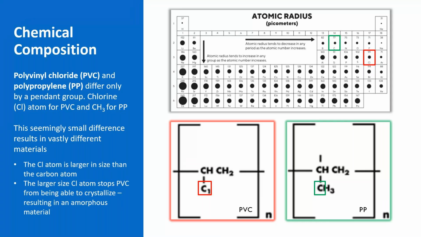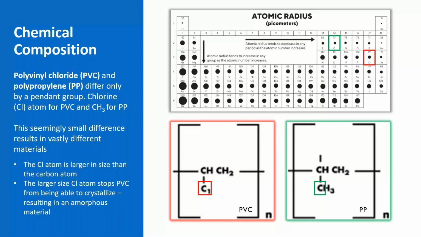Because that pendant group that hangs off is so large, the PVC material is not able to crystallize, meaning it can't get close to the other chains of that polymer. PVC, having a chlorine atom different from polypropylene, which has just carbon, is so much larger that the material is an amorphous resin versus being semi-crystalline.